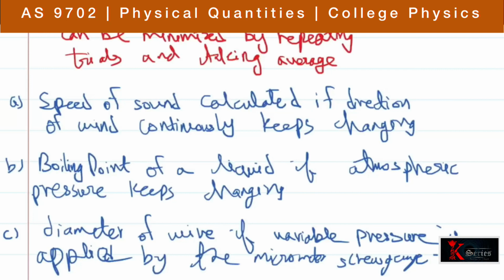Thirdly, the diameter of a wire if variable pressure is applied by the micrometer screw gauge. Which form of error is this? This is a random error, and it arises because of the limitation of the observer's measuring skills. The observer is applying different pressure on the wire using the micrometer screw gauge, due to which different readings of the diameter of the wire are being obtained. So these are a few examples of random errors.